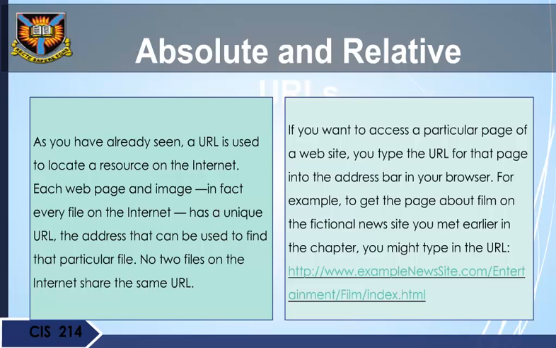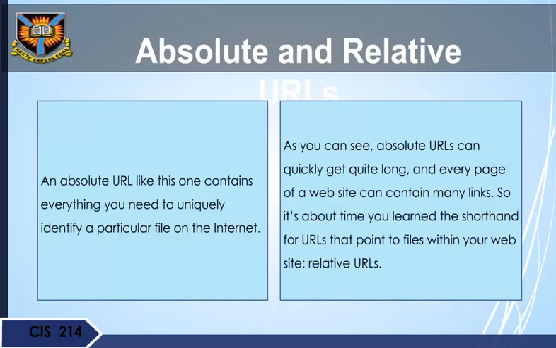For example, to get the page about film on the fictional news site you met earlier in the chapter, you might type in the URL. An absolute URL like this one contains everything you need to uniquely identify a particular file on the internet. As you can see, absolute URLs can quickly get quite long, and every page of a website can contain many links. So it's about time you learn the shorthand for URLs that point to files within your website.